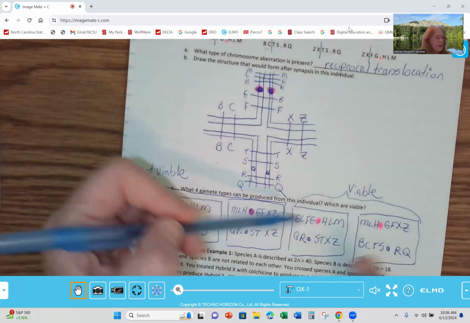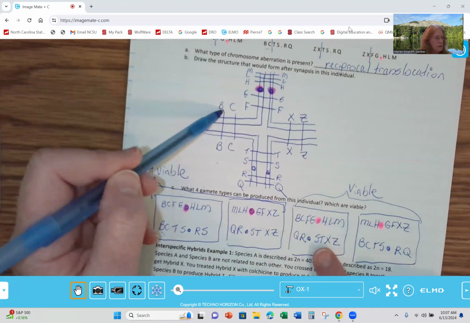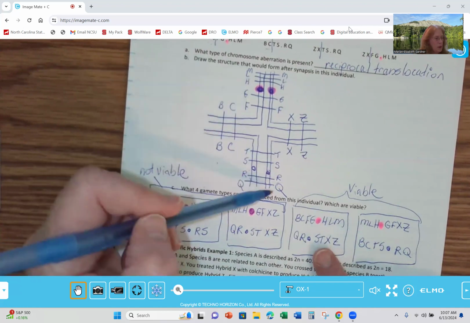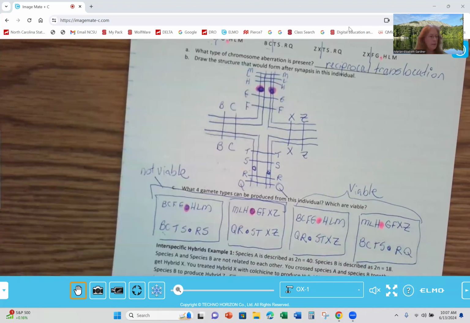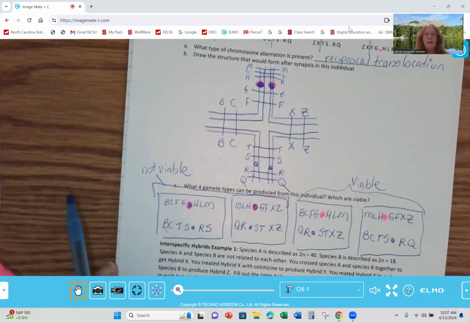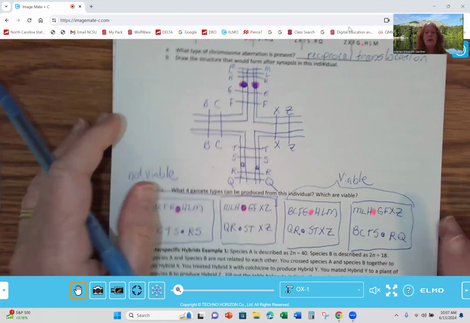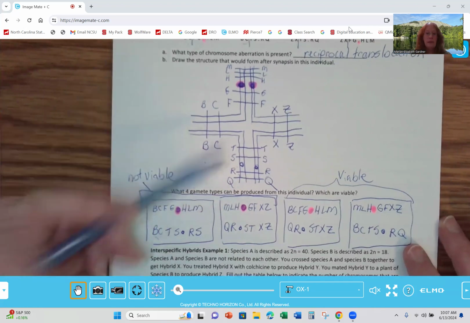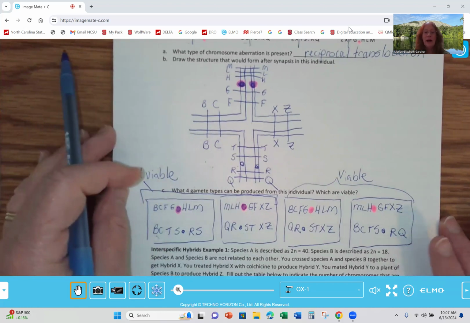Okay, so this one are these two right here. That one, these two. And this one is these two. Okay. Any questions? Please do feel free to email me if you do have questions. These can be kind of tricky, and it's important that you get used to tracing these lines so that you can answer questions regarding what the pairing would look like and what types of gametes would be formed and which gametes would be viable or not viable.